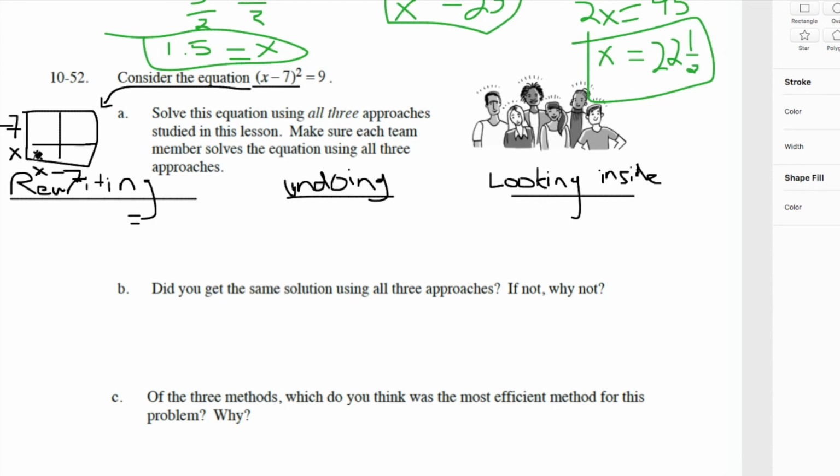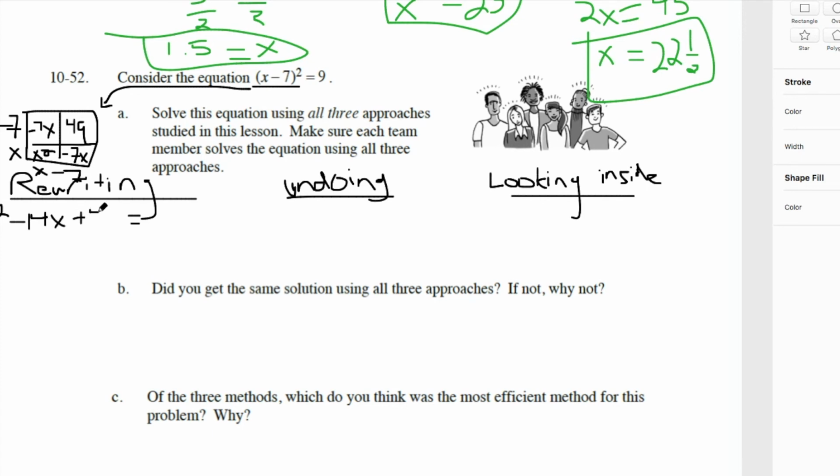X times x is x squared. X times negative 7 is negative 7x. And again, we have another negative 7x here as we do x times negative 7 again. And finally, negative 7 times negative 7 is positive 49. So we get a perfect square trinomial as a result, x squared minus 14x plus 49.